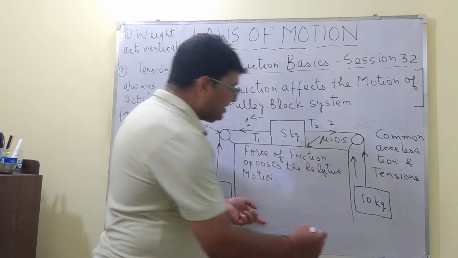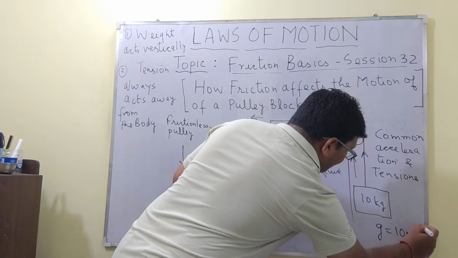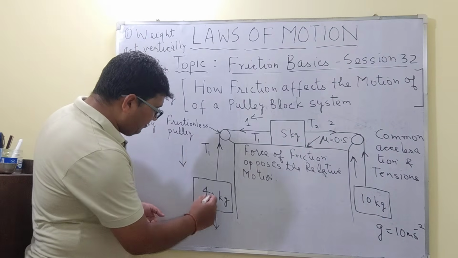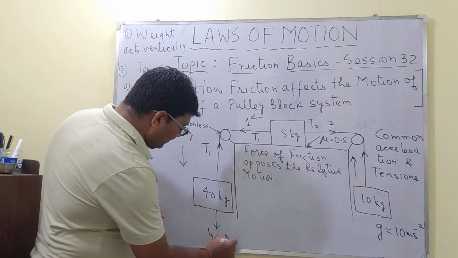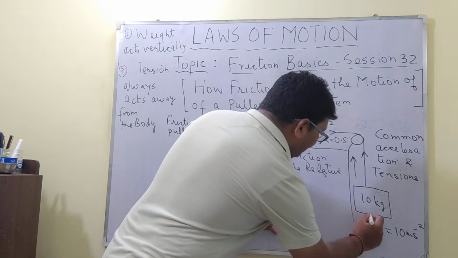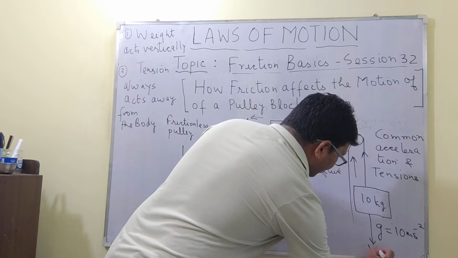So here I will be taking the value of g as 10 meter per second square. If g is equal to 10 meter per second square, then the weight will be equal to mg, which is equal to 400 Newton. Similarly, the weight of this block, which will be acting vertically downward, will be equal to 10 into 10, that is equal to 100 Newton.